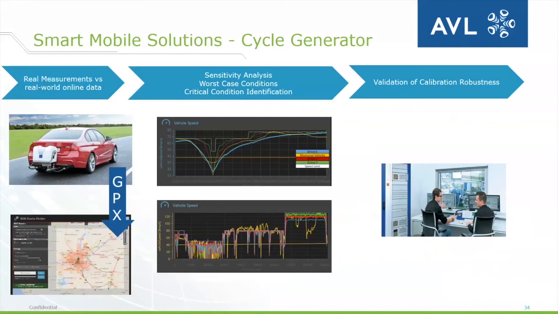the real driving conditions and create different scenarios in order to validate them against the calibration robustness. So we can perform sensitivity analysis, we can find worst case conditions and analyze them further, or a critical condition that we want to look at in more detail in the simulation. So in this case, we can use the tool for the combination of the first two methods that we have seen.